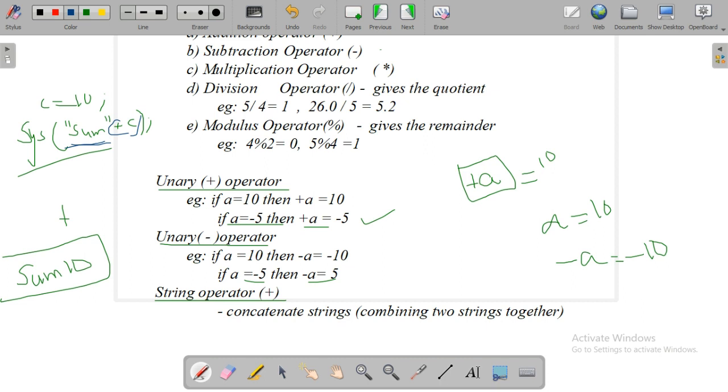Example here: consider C equal to 10. How should the value be displayed? The output we get is sum, the value of C equal to 10. Here this plus is acting as a concatenating operator. Concatenating means it is combining two strings, combining this string and the value of C also. That is the concatenating or string operator, which combines two strings together.